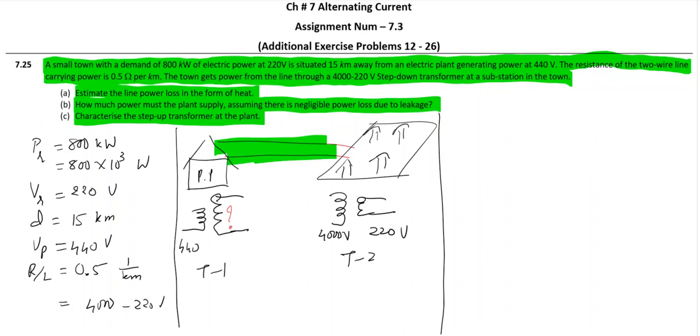So how to start? We know the total resistance. If half ohm is for 1 kilometer, for 15 kilometer the total resistance will be 7.5 ohm. Now, how much current are these transmission lines actually carrying? We know that the voltage at which the supply is done is 4000 volt. So, power is equal to I square R.